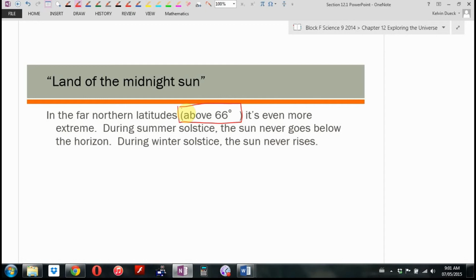I was close though. You're close. I was 45. You were not close. What? Okay. 45 degrees would be somewhere around Portland, Oregon. Pretty far south.